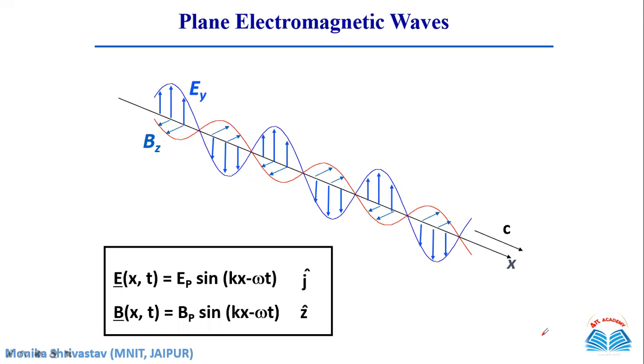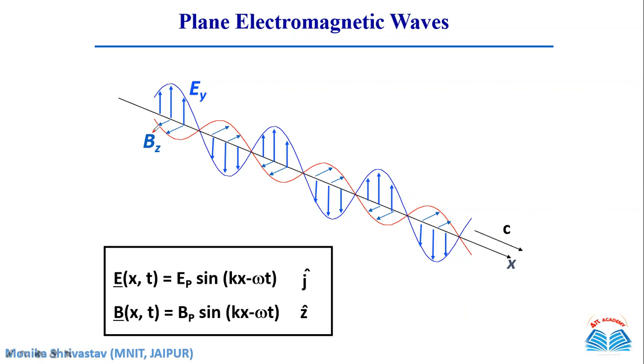So the basis of plane electromagnetic waves: these are the two wave equations. E(x,t) equals E_p sin(kx minus omega t) j cap, B(x,t) equals B_p sin(kx minus omega t) z cap. So if the wave is moving in this direction, this is the direction of the wave moving ahead. We are just putting it as x, so it is moving in the x direction. The velocity of the wave is c. It is moving with the velocity of light.